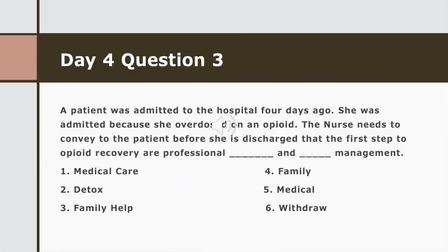Day 4, question 3. A patient was admitted to the hospital 4 days ago. She was admitted because she overdosed on an opioid. The nurse needs to convey to the patient before she is discharged that the first step to opioid recovery are professional medical care, detox, family help, and family, medical, or withdrawal management.